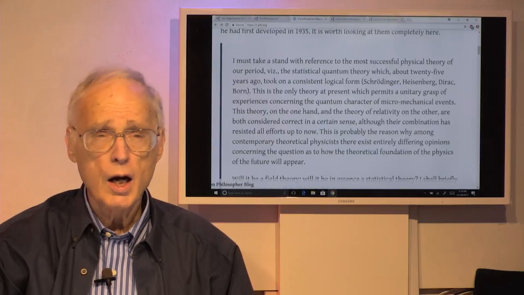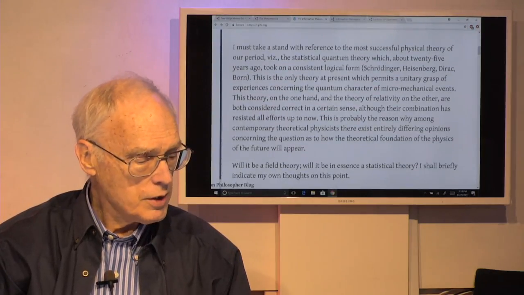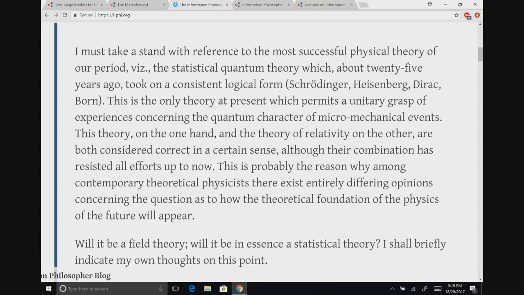paradox paper. He says here, "I must take a stand with reference to the most successful physical theory of our period, namely the statistical quantum theory, which about 25 years ago took on a consistent logical form." And he mentions Erwin Schrödinger, Werner Heisenberg, Paul Dirac, and Max Born. "This is the only theory at present which permits a unitary grasp of experiences concerning the quantum character of micromechanical events. This theory, on the one hand, and the theory of relativity, on the other, are both considered correct in a certain sense, although their combination has resisted all efforts up to now."